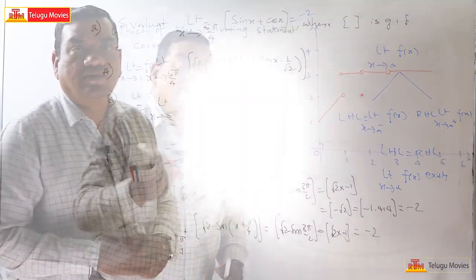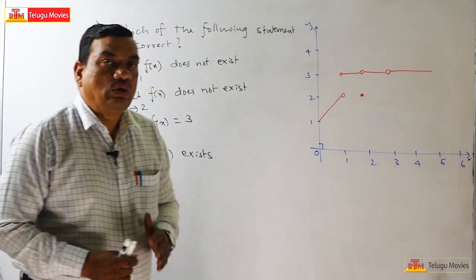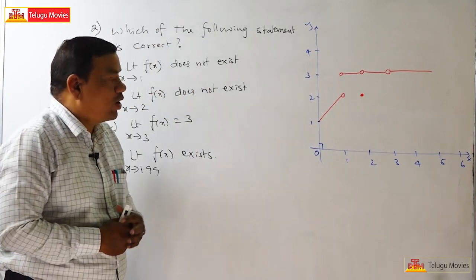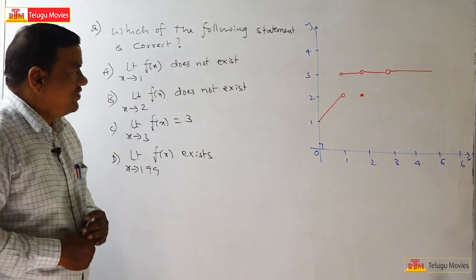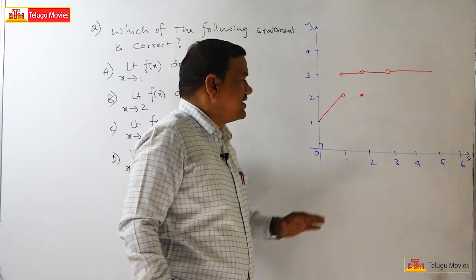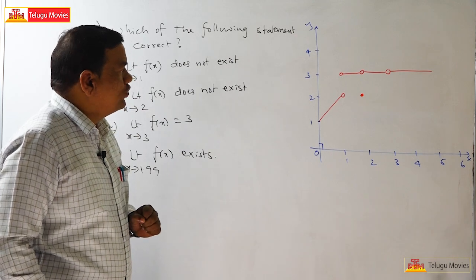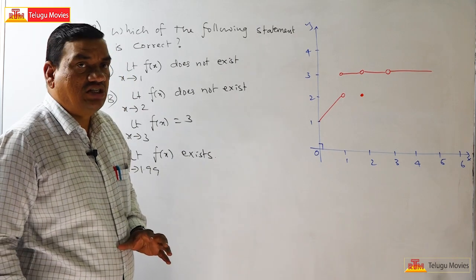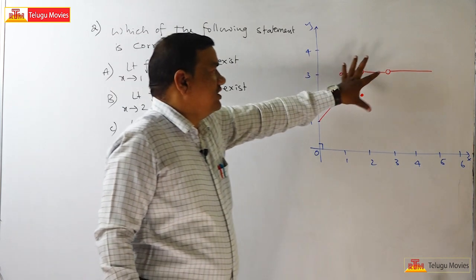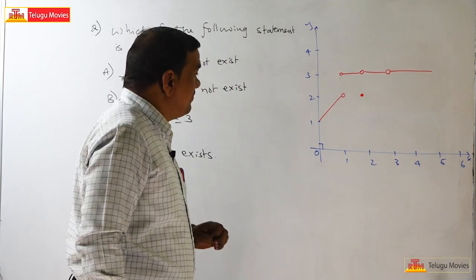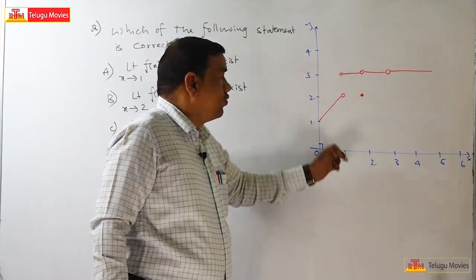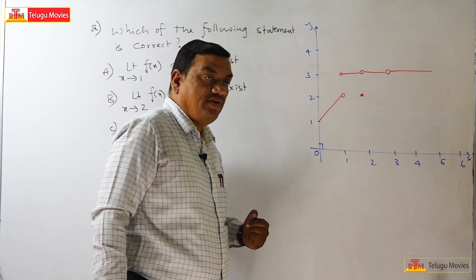Hi students, welcome to this problem. Here one graph is given. On the x-axis we have 1, 2, 3, 4, 5, 6 and on the y-axis 1, 2, 3, 4. There is a function whose graph is this. That means the function is defined from 0 to 1 as a linear function.